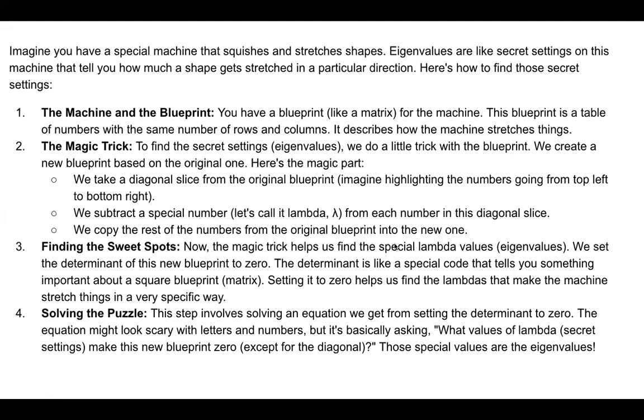Now this magic trick helps us find the special lambda values, which are the eigenvalues. First, we set the determinant of this new blueprint to 0. It's like a special code that tells you something is important. Setting it to 0 helps us solve the quadratic equation. Then you solve the quadratic equation. So very simple. Basically, it's a machine of which settings you need to find, which will either stretch or squeeze any object in a specific direction.